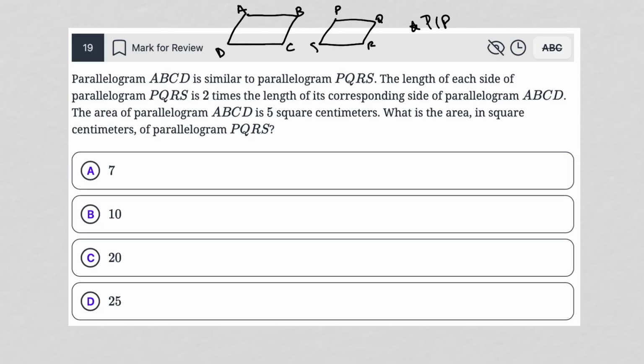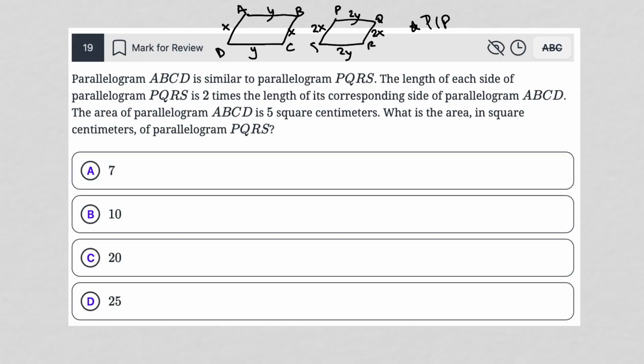and S. It goes on to say the length of each side of parallelogram PQRS is 2 times the length of its corresponding side of parallelogram ABCD. All right, so that means given how I've drawn this, if this is X, that would make this 2X. I'm making these sides congruent to each other. And if this were Y, that makes this 2Y. Okay, so again, it's very important to label as you plug in picture.